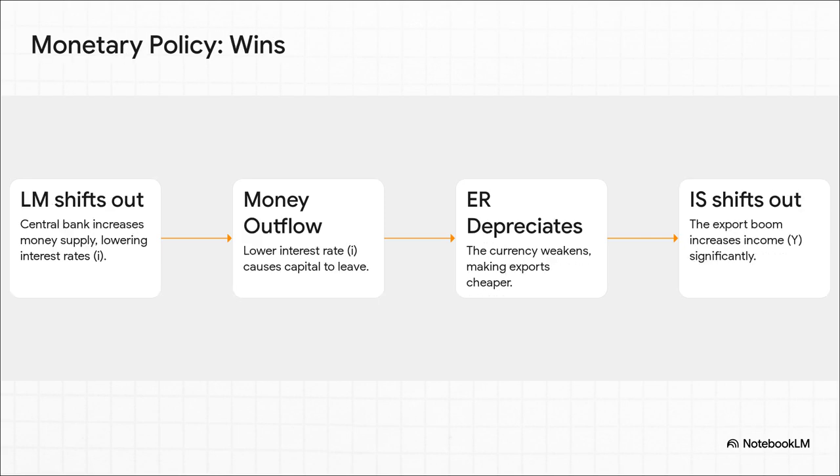Crazy, right? Now, what if the central bank tries something instead? First, it increases the money supply. This shifts the LM curve out and lowers the domestic interest rate. That lower rate causes capital to flow out of the country as investors look for better returns somewhere else. This outflow weakens the currency, which is actually great news for exporters. It makes their goods way cheaper for foreigners. This boom in exports then pushes the IS curve out, leading to a big, significant increase in national income. So what's the takeaway? In this scenario, monetary policy is incredibly powerful, while fiscal policy is, well, not so much.